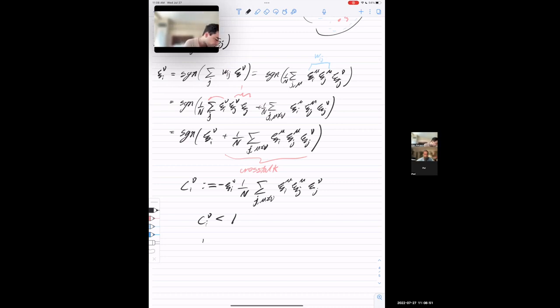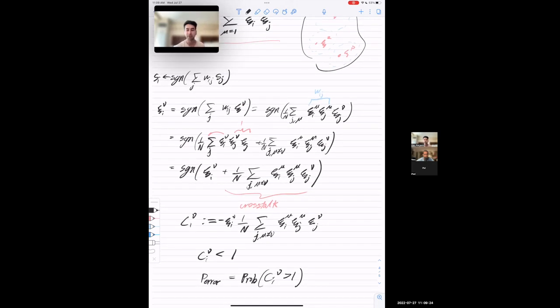And you can actually show the probability of an error in your update rule, given those weights, is equal to the probability that this crosstalk term C_i^ν is greater than one. I'll stop the math here, but now you're really getting into the deep capacity calculations. You can see how probability all of a sudden appears, and being able to calculate probabilities of these products of interacting things is very useful. You can use central limit theorem ansatzes to bound and understand the maximum number of memories you can get as a function of N.